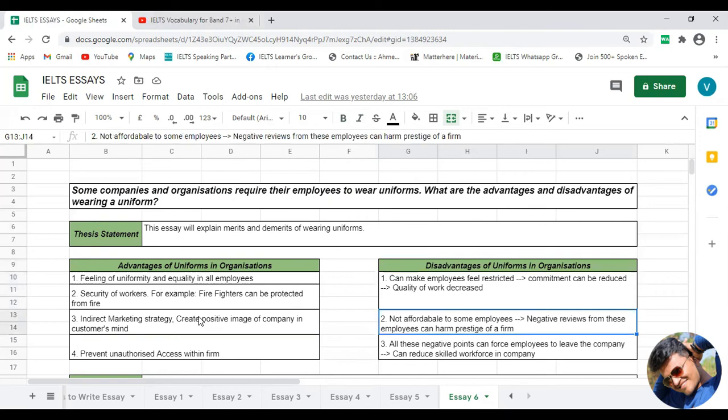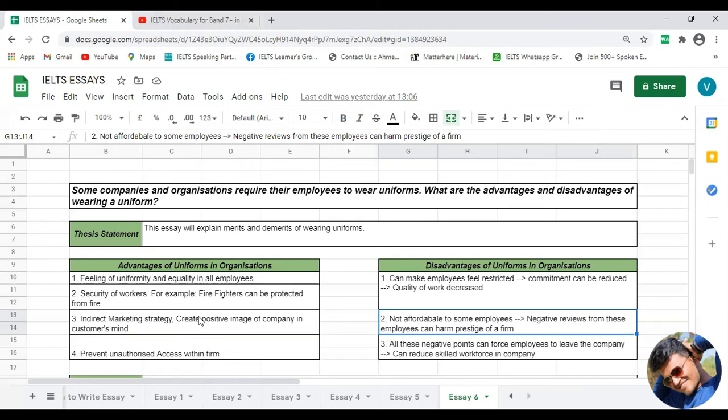Now, if I talk about the second disadvantage of wearing a uniform within the organization, it would be that for some employees it is not affordable to maintain those kinds of clothes or uniforms, right? Sometimes it is not affordable for some employees whose salary is quite low, or whose salary standards are quite low. For them, it is not possible to afford those kinds of uniforms.